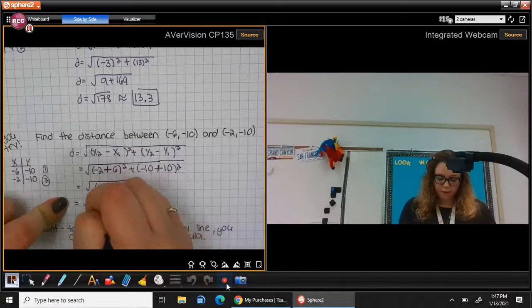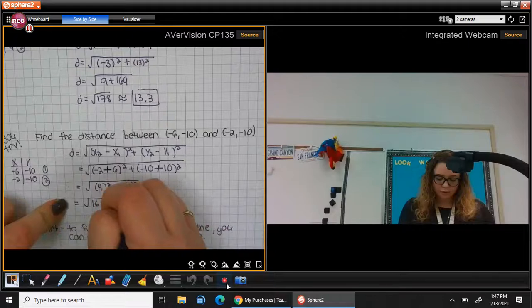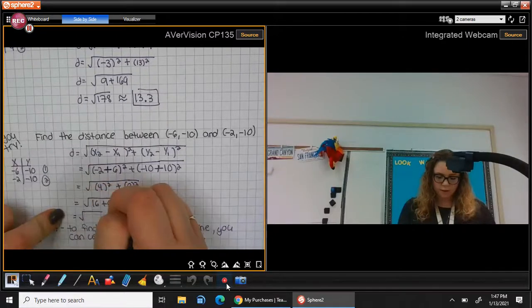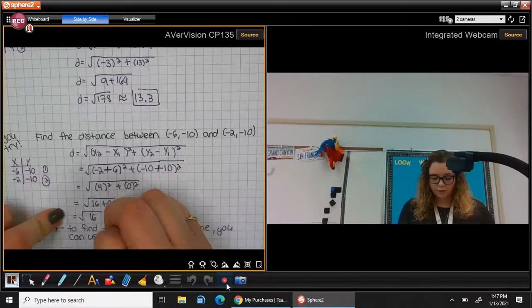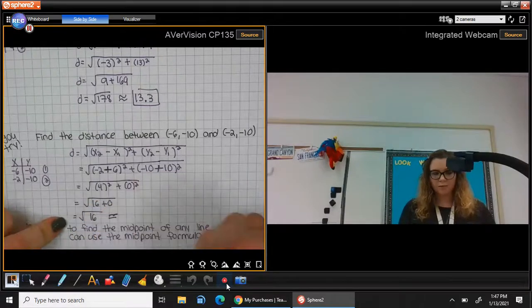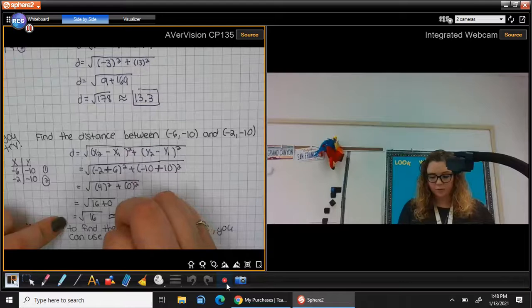4 squared is 16, 0 squared is just 0. 16 plus 0 is 16. Okay, if it wants me to round, that's a perfect square, so that equals 4. And that's going to be my answer.